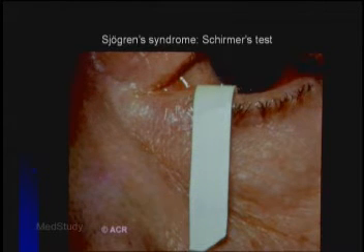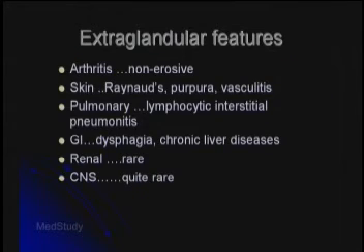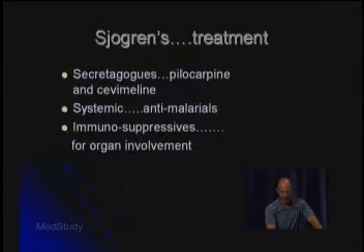So there's your Schirmer's test, to remind you that Sjogren's has extra glandular involvement, so arthritis, skin, pulmonary, GI, renal, which will be renal tubular acidosis, and CNS quite rare. I'm just reminding you of things that they love to ask on the boards.